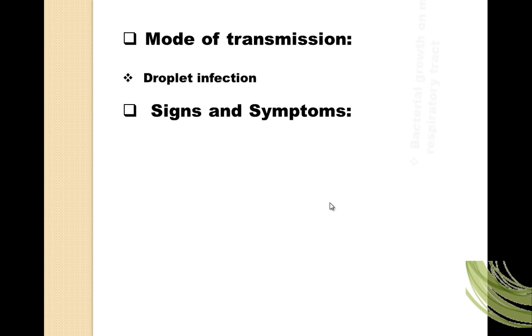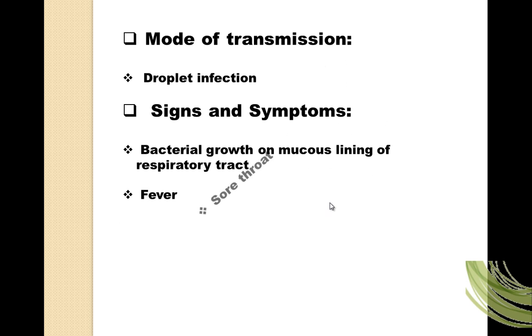Signs and symptoms. Bacterial growth on mucous lining of respiratory tract. Inside of this tract there is a mucous membrane which gets infected where bacteria grows. The fever, sore throat. Sore throat means there is an irritation of throat and it becomes red.